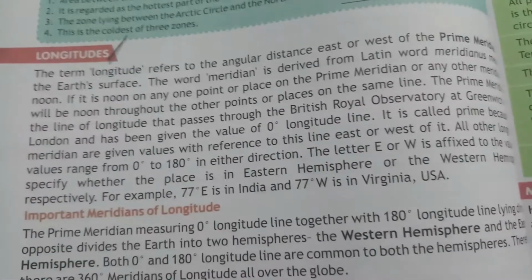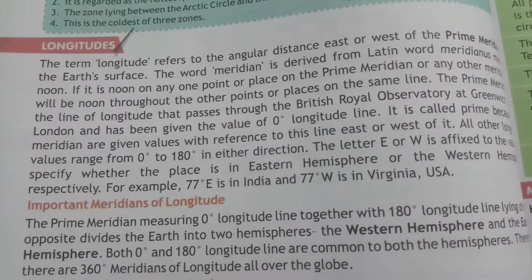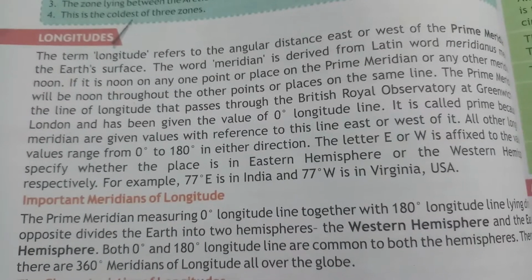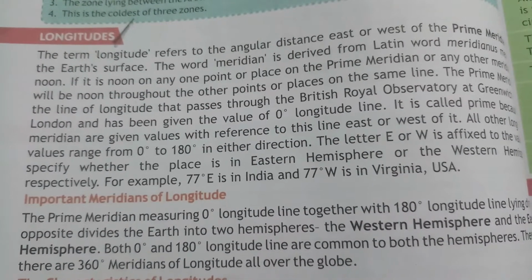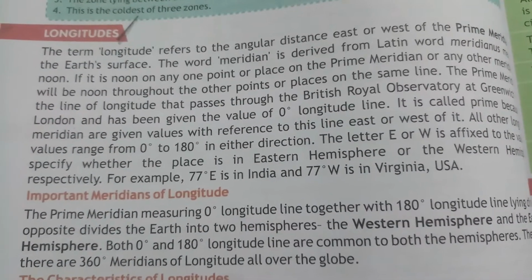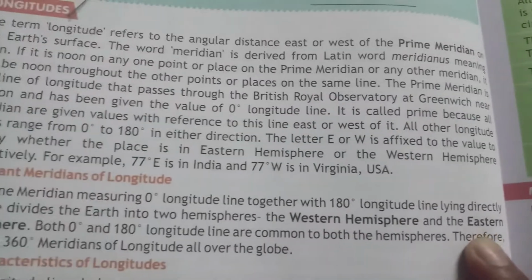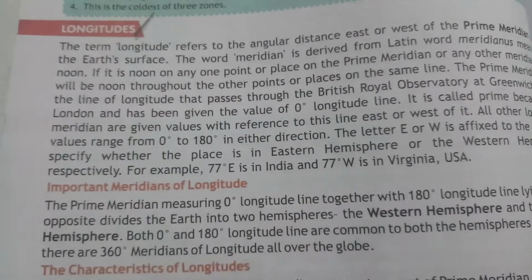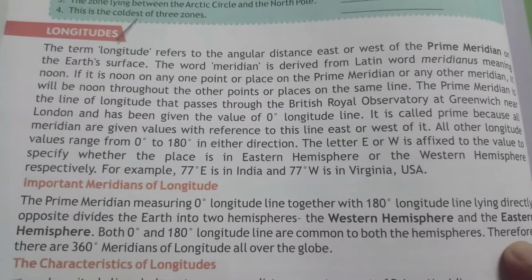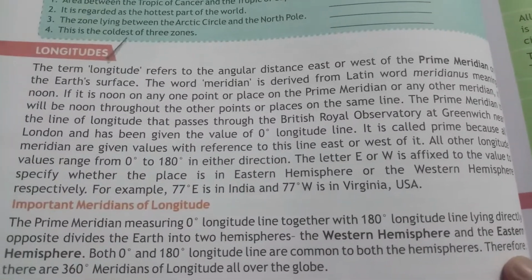Today we continue our chapter, Globe, Latitude and Longitude. Today we continue with longitude. The term longitude refers to the angular distance east or west of the prime meridian on the Earth's surface. The word meridian is derived from the Latin word meridius, meaning noon.